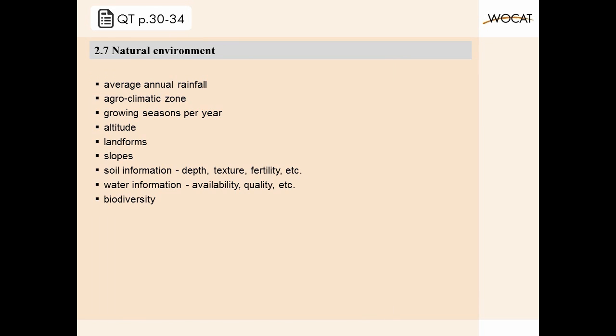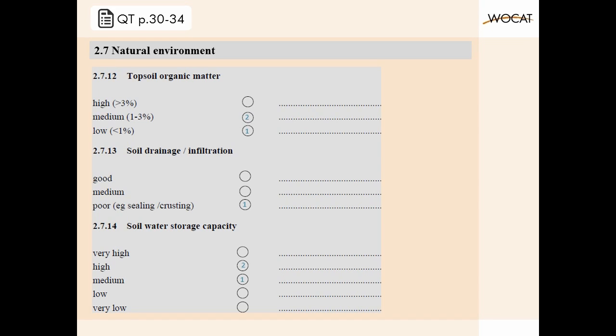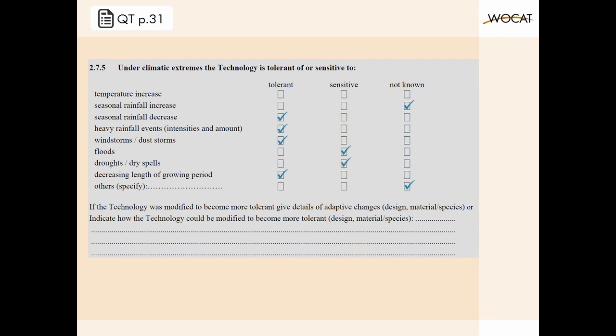In section 2.7, the natural or biophysical conditions where the SLM technology is applied are collected. These include questions about average annual rainfall, agroclimatic zone, growing seasons per year, altitude, landforms, slopes, soil information, water information, and biodiversity. Most of these questions demand a ranking. The tolerance and sensitivity of a technology to climatic extremes such as temperature increase, heavy rainfall or droughts is elicited in question 2.7.5 under the section on natural environment.